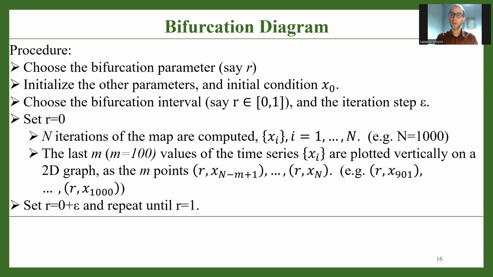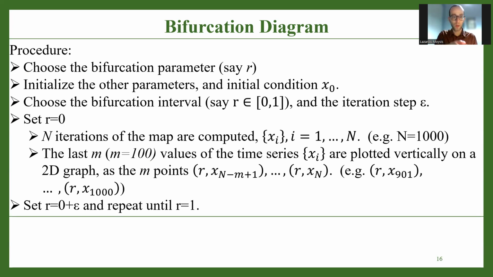And we also choose an iteration step, which means each time how much forward we progress in our simulations. The smaller the step, the slower the diagram will take to compute, but it will be a bit more detailed, right? So then we have a simple for loop. We go into the for loop, and what do we do? Let's say we start from r equals 0. We compute a large number of iterations of the map. Let's say we compute 1,000 values, and for these 1,000 values, let's say we plot the last 100 of them. So we plot the last 100 values of the time series vertically on this point.